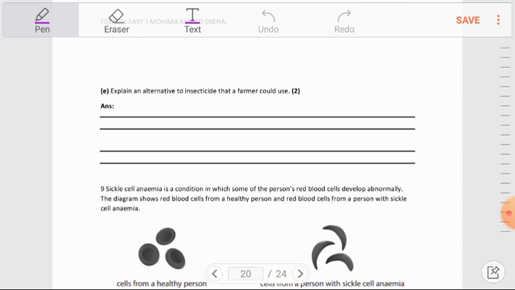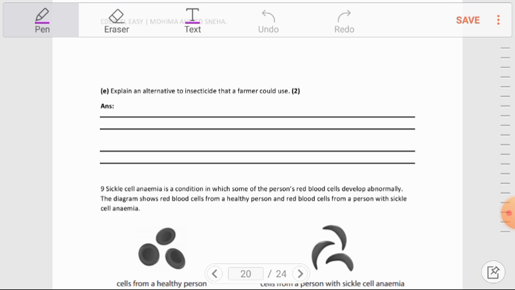Explain an alternative to insecticides that a farmer could use. We know that insecticides are chemicals that basically kill the insects that are eating all the crops. So in order to kill or destroy the insects, we can introduce the method of biological control. For example, we would release the predator species into the farm, and the predator species will eventually eat all the pests, and eventually there will be no insects to harm the crop. So let's write it down.